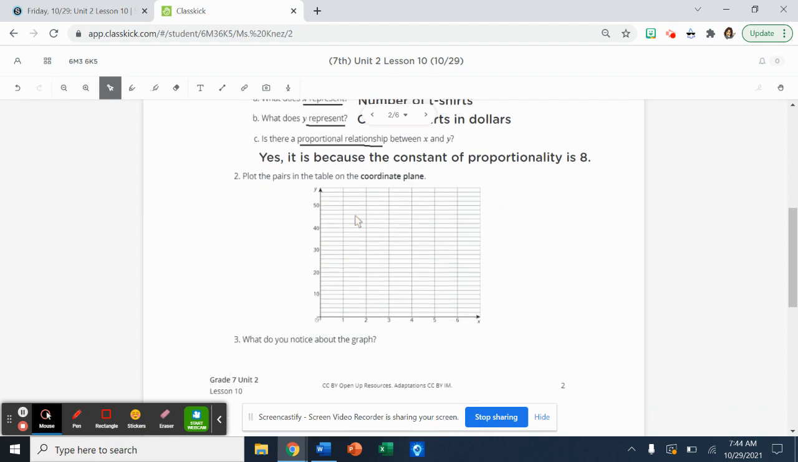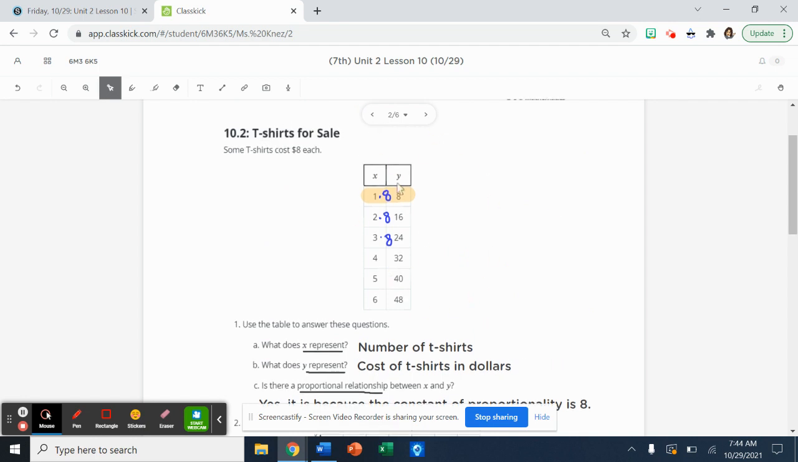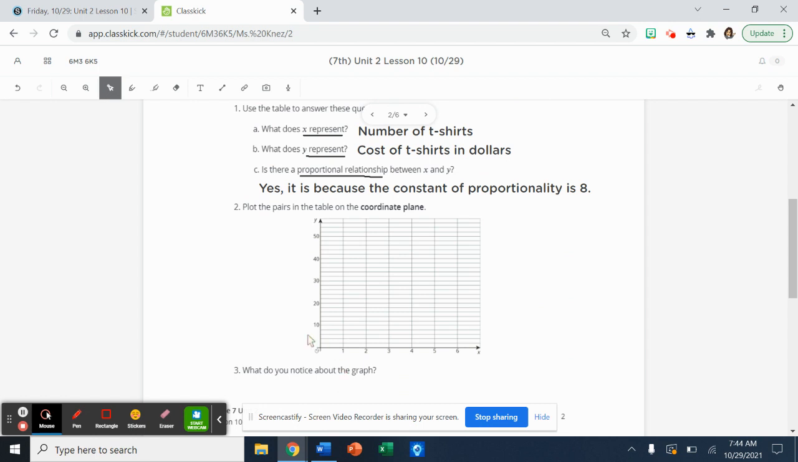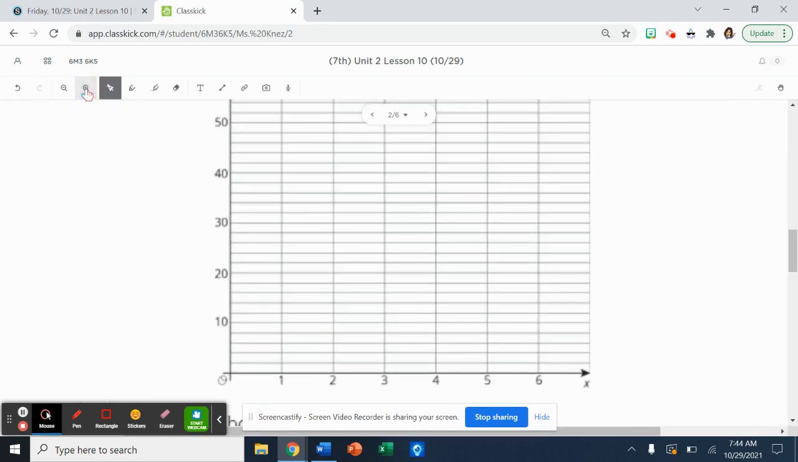Part 2 asks you to plot the pairs in the coordinate plane. We have the list of the pairs here, x and y, and you want to plot them in the plane. For example, if I was plotting 1, 8, and notice that I can zoom right up here in the top left corner of your screen, I would move over 1 and up 8.